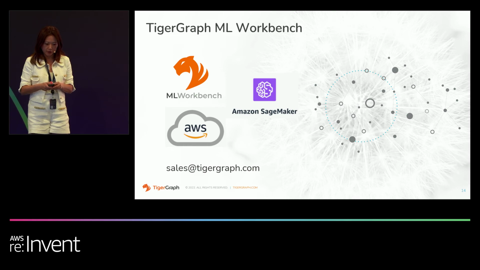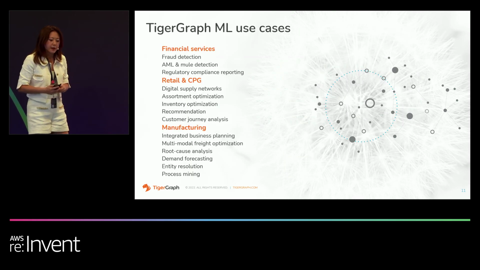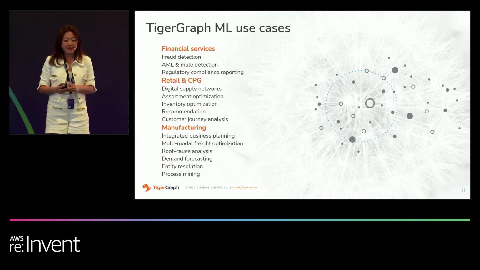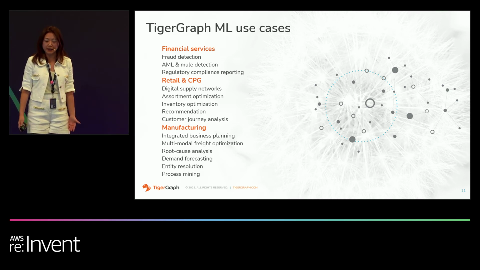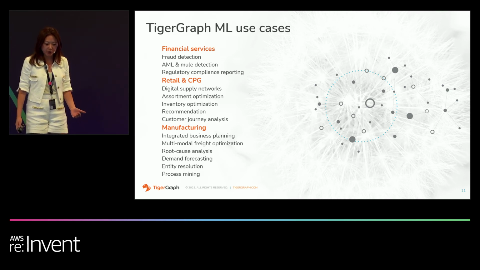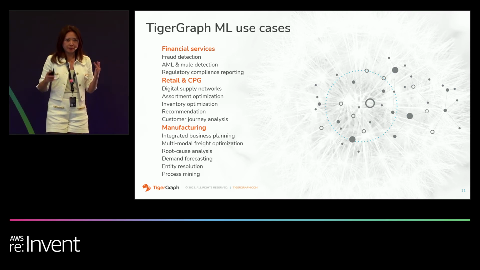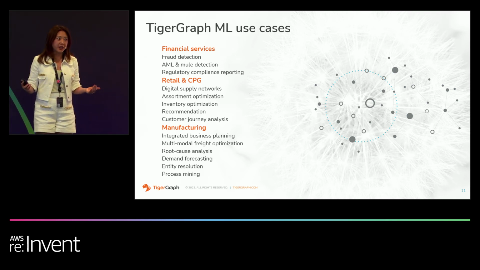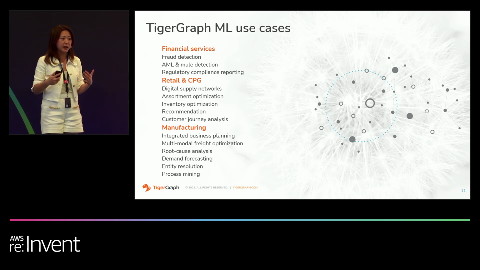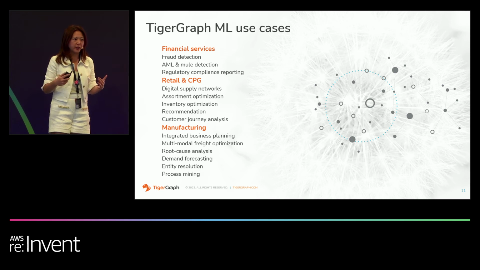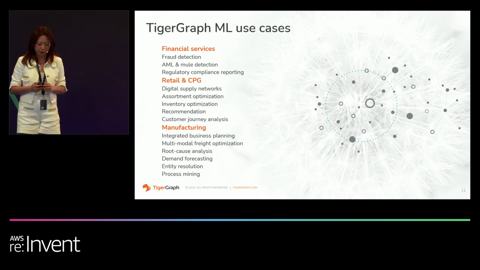All right, we talked about use cases in financial services earlier. I talked about fraud detection, but in financial services, we can also help with anti-money laundering and mule detection. In retail, there are big issues today with supply chains, so this is an area we're helping our customers with. We'll also talk about inventory optimization and customer journey analysis so that, again, we can come up with better targeting and better messaging for the customer.